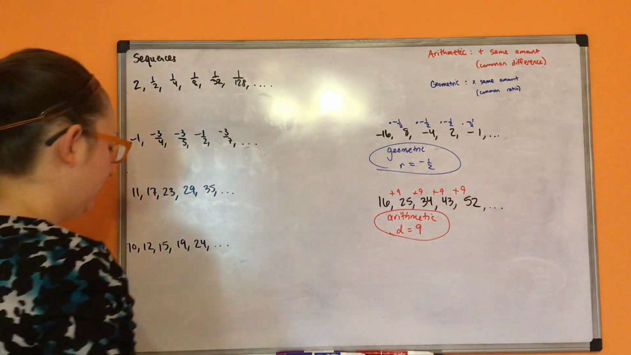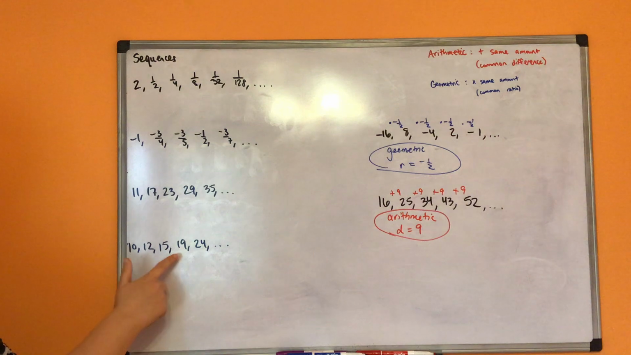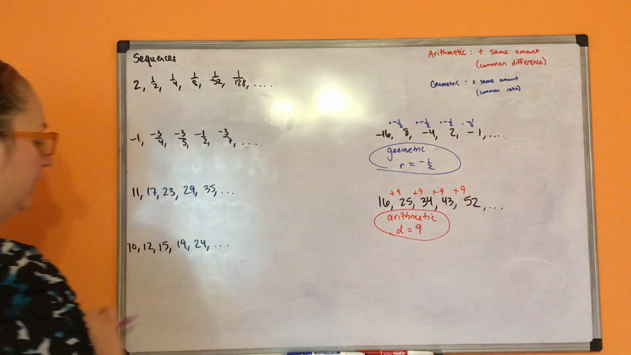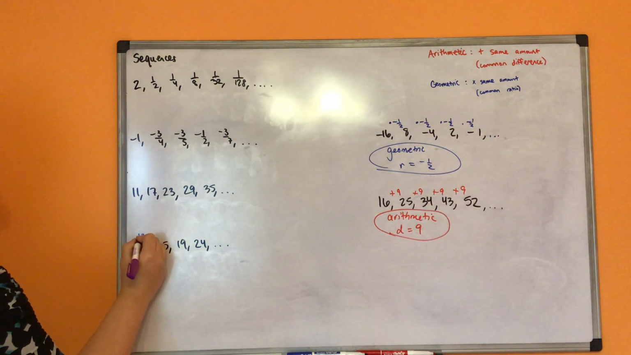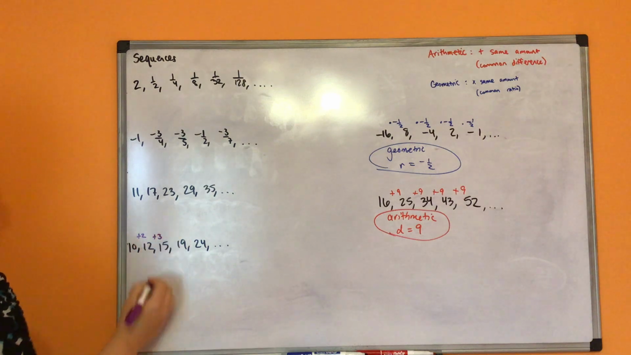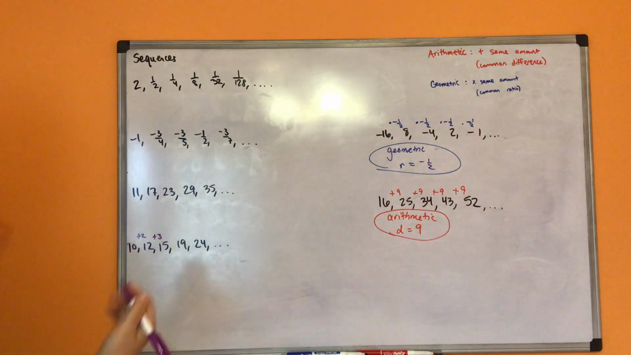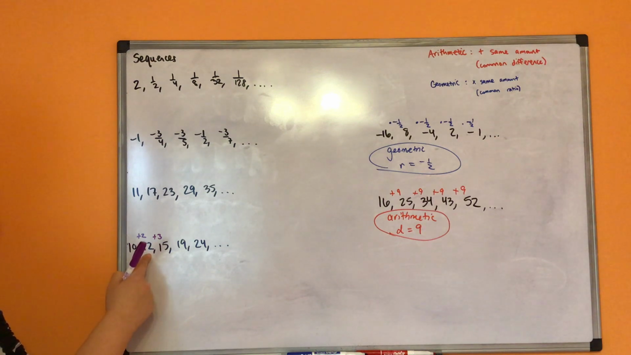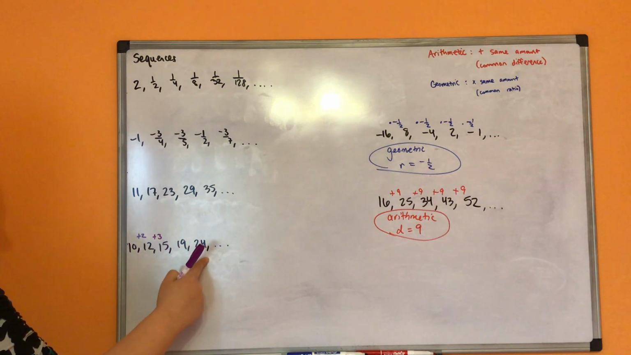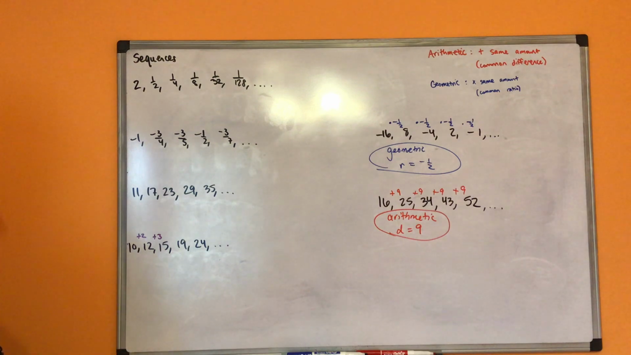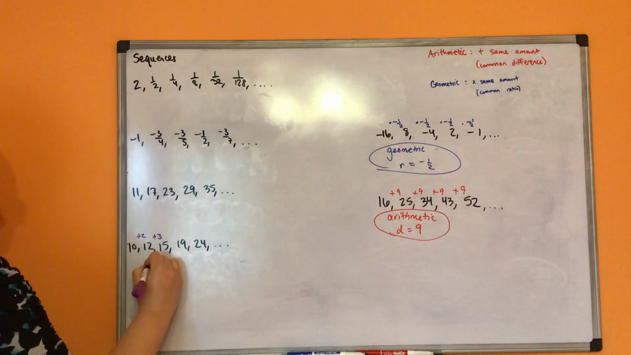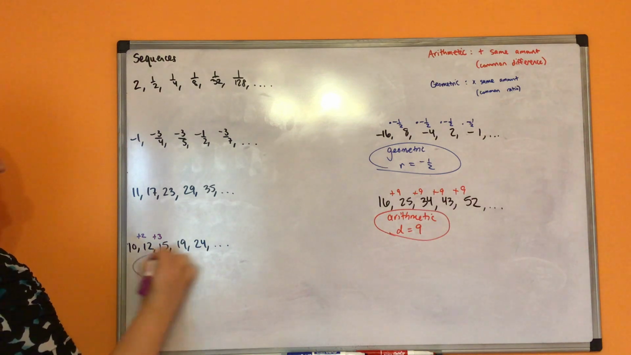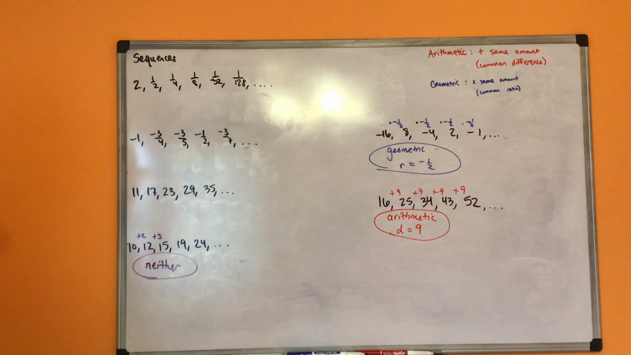I'm going to continue working backwards. So we have 10, 12, 15, 19, 24. To get from 10 to 12, I add 2. To get from 12 to 15, I add 3. So it's not arithmetic because I'm already not adding the same amount every time. Multiplying-wise, I would have to multiply by some sort of strange decimal to get from 10 to 12, and it's not going to be that same decimal consistently. So since I'm not adding the same amount every time, and I'm not multiplying by the same amount every time, this one is neither. There's probably a pattern here, but it's not specifically arithmetic or geometric, so we're going to call it neither.